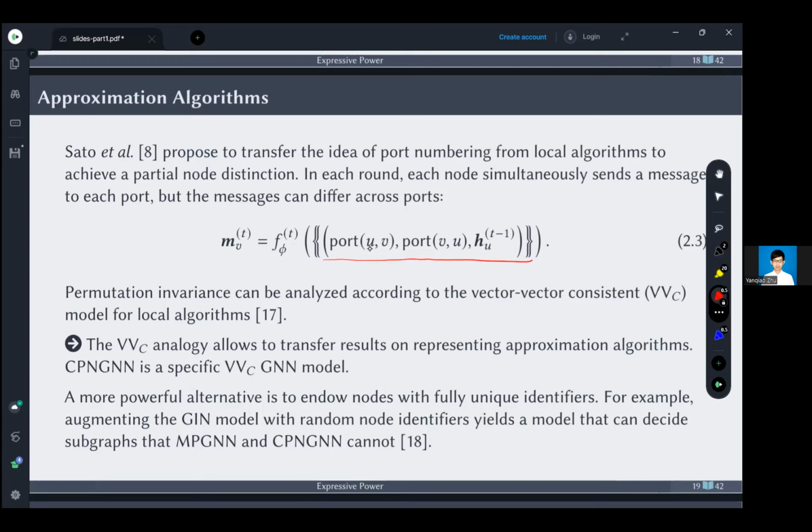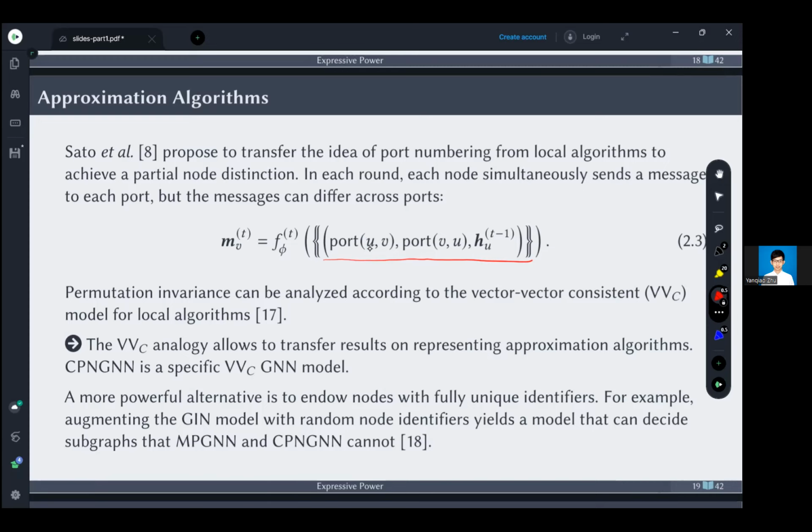This kind of analogy allows you to transfer how you represent approximation algorithms in a distributed environment to the graph neural network model. So so far we have two tools that establish the representation abilities. The first one is via the Weisfeiler-Lehman test, and the second one is via local algorithms.